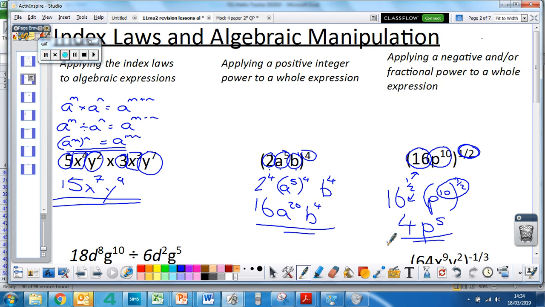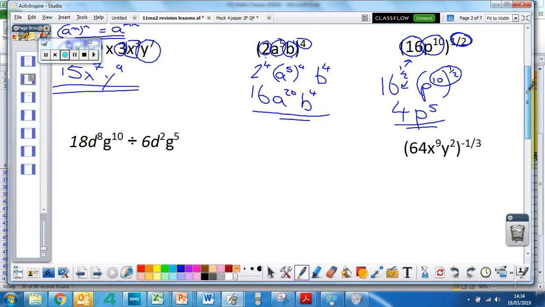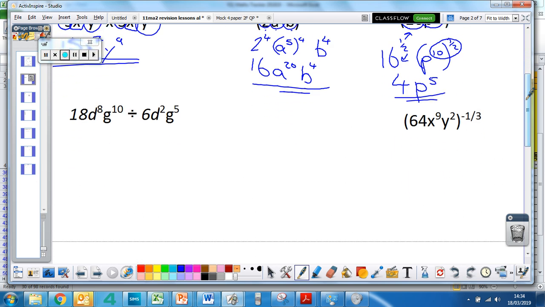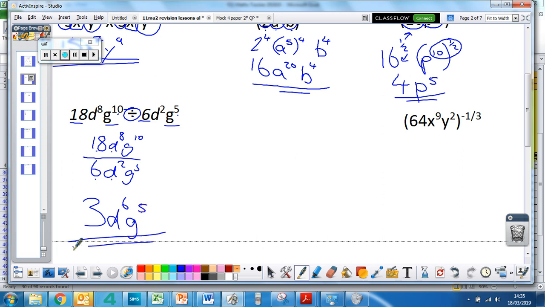Next part of this, a couple of more difficult questions to look at for us. We have 18 d to the 8, g to the 10 divided by 6 d to the 2, g to the 5. Now an easier way of writing this that will help you is if you rewrite it, instead of using the division sign, use a division bar or a fraction bar. You will find that much easier. This way we can do the 18 divided by the 6. 18 divided by 6 is 3. D to the 8 divided by d to the 2, d to the 6. G to the 10 divided by g to the 5, 10 take away 5 is 5. Nice and simple, especially if you rewrite the division using a fraction bar.